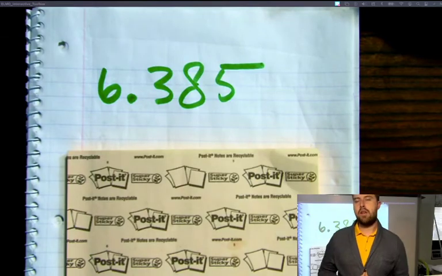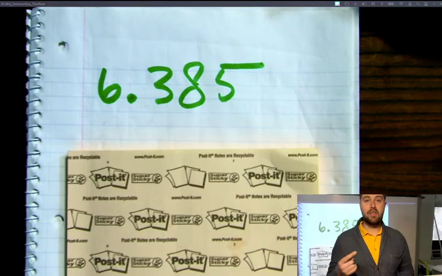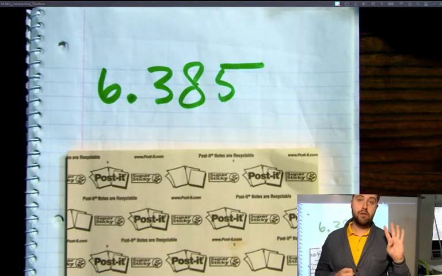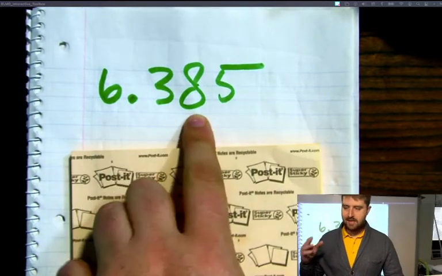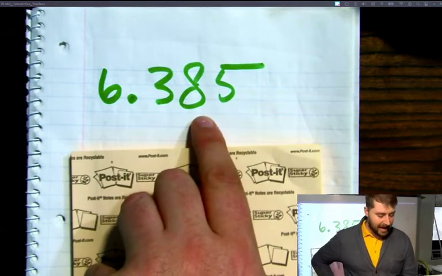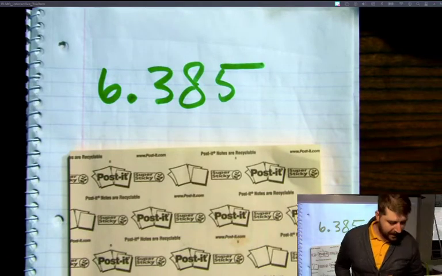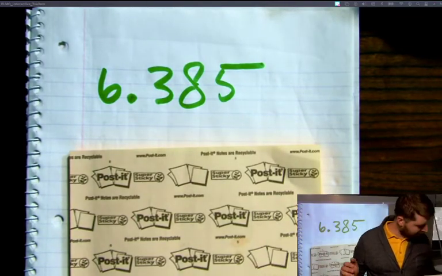Now we need to know whether that 3 stays the same or it changes to 1 number higher. 1 number higher than 3 is 4. So we need to know, hey, does that 3 remain a 3? Does it move to a 4? While looking at that 8, we ask ourselves, hey, is that 8 0 to 4 or is it 5 to 9? That 8 is between 5 and 9, so that means we're going to go up, up, up, and make that 3 a 4. So our answer would be 6 and 4 tenths if we were rounding to the tenths place.